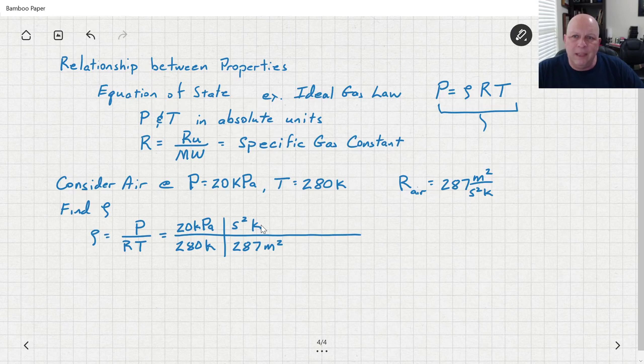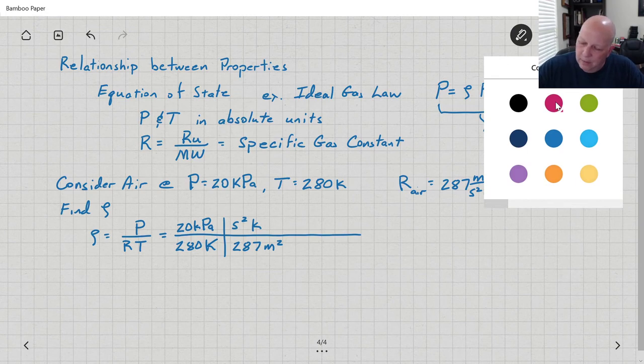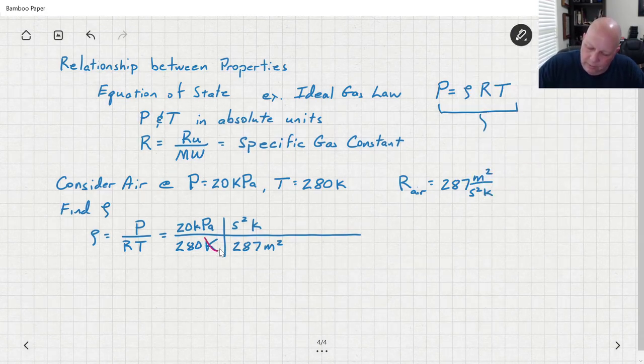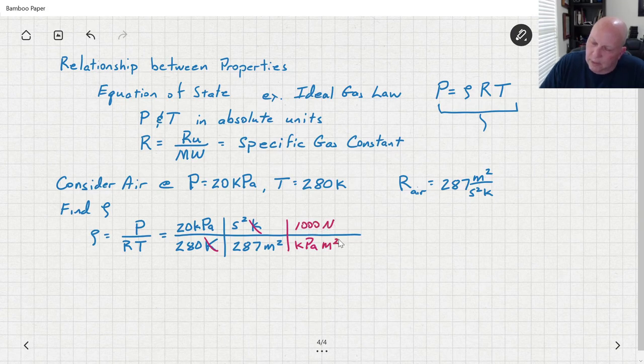And I see that my units don't cancel out. Let me change the color of my pen here. The kelvins cancel, that's nice. But I've got kilopascals and meters and seconds, so I've got to massage my units a little bit. A kilopascal is 1,000 newtons per meter squared. And 1 newton is equal to a kilogram meter per second squared.